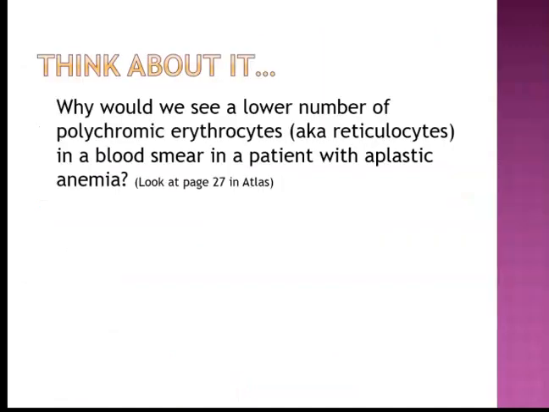So let's have a question about the information that we just learned. Think about it. Why would we see a lower number of polychromic erythrocytes, aka reticulocytes, in a blood smear in a patient with aplastic anemia? Think about this and pause the video before you go on to the next slide to get the answer.